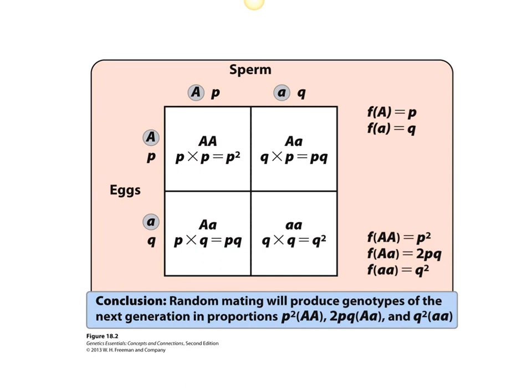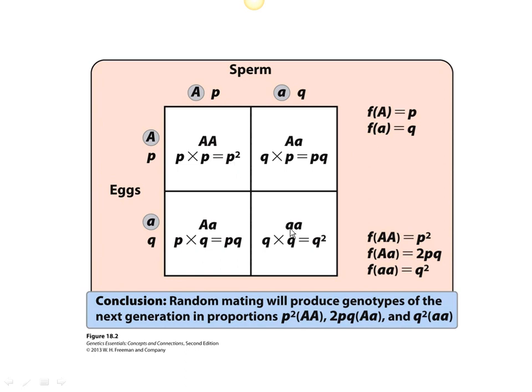And among the eggs, let's say in this example, the probability of a big A egg would be 80%. The probability of a little a egg would be 20%. So the chance in the whole population that a big A sperm and a big A egg would meet is 80% times 80%. Frequency of the dominant allele times the frequency of the dominant allele equals the frequency of getting a homozygous dominant individual as an offspring in the population.